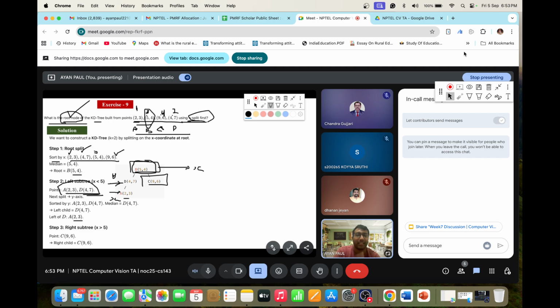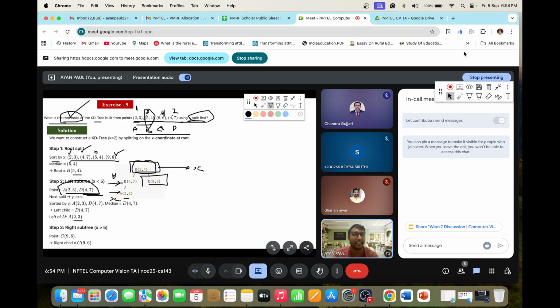Okay, so let me repeat again. How did we get the root node? We have these data points not in sequence, so first we have to put the data points in sequence. How can we do that? Either we choose x or y. Here in the question we were already told to do the x splitting first. So to do the x splitting first, just focus on the x coordinate of every point, arrange the points in ascending order, and then choose the median. The median is nothing but the mid value, and the mid value will be your median, or the root node. So that is how we got the root node.